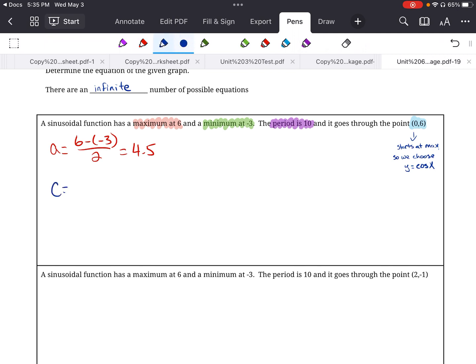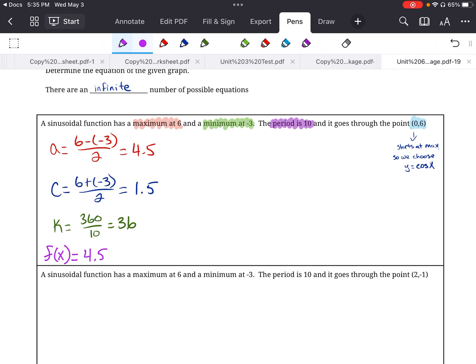We get the c value, the equation of axis, by adding our maximum and our minimum and dividing by 2, which is 1.5. The k value is 360 degrees divided by our period, which is 10, so 36. And there isn't a phase shift. So we can write this equation as positive 4.5 because it's starting at the max, cos, no phase shift, so 36x plus 1.5.